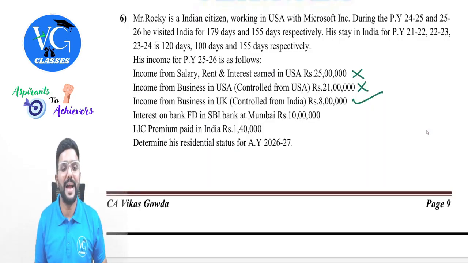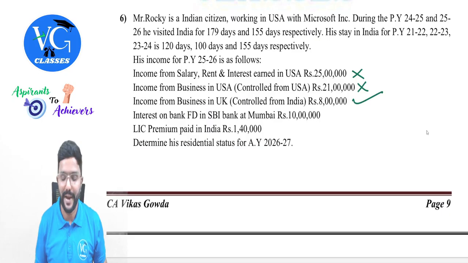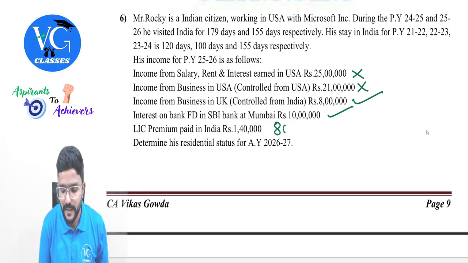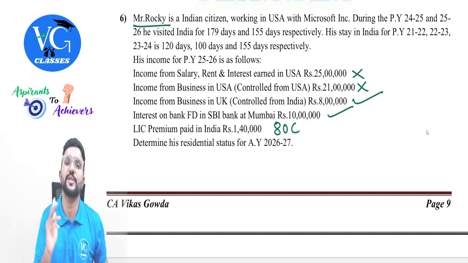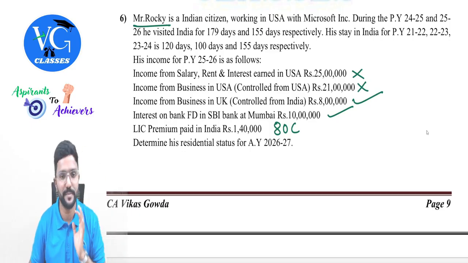Next, interest on bank FD in SBI Bank at Mumbai. So it is also an Indian income. Then LIC premium paid in India for rupees 1,40,000. Guys, for this, deduction is available under section 80C provided Mr. Rocky is following the optional scheme. Let us assume that he is following the optional scheme.